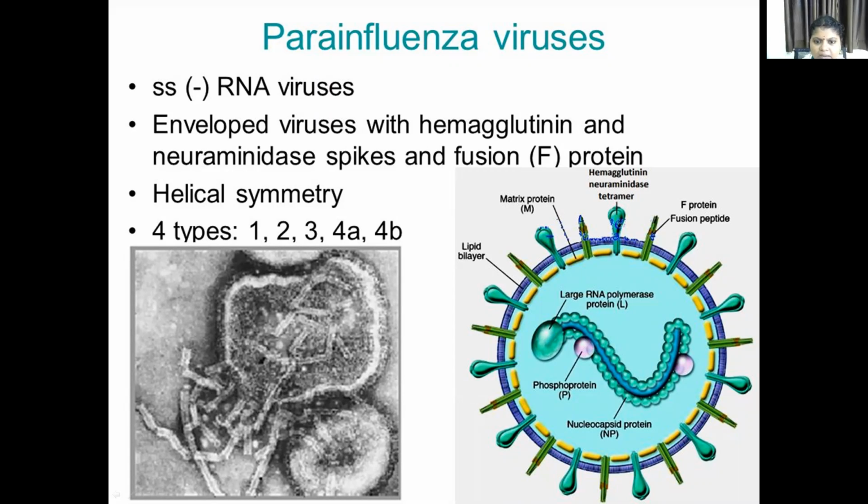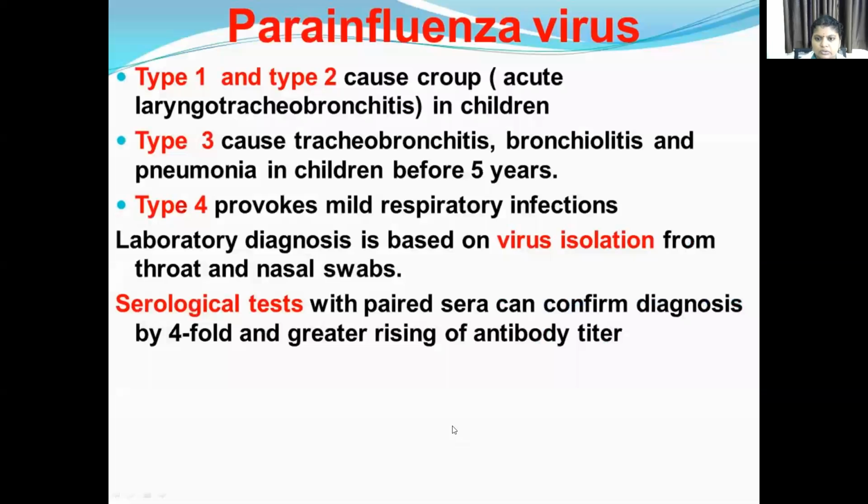The parainfluenza viruses are of 4 types: type 1, type 2, type 3, and 4A, 4B. This is an electron microscopic picture showing the filamentous structures of parainfluenza virus. Parainfluenza virus mainly causes upper respiratory tract infection, and mainly it affects children.